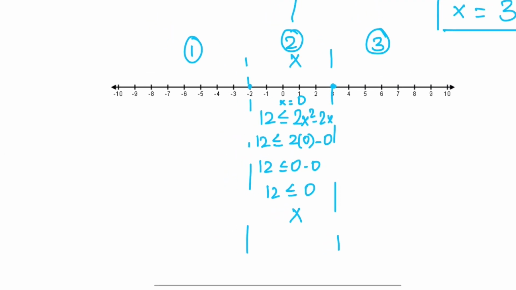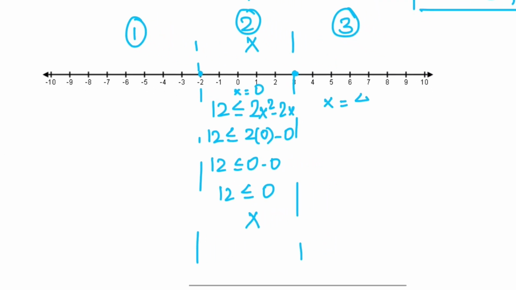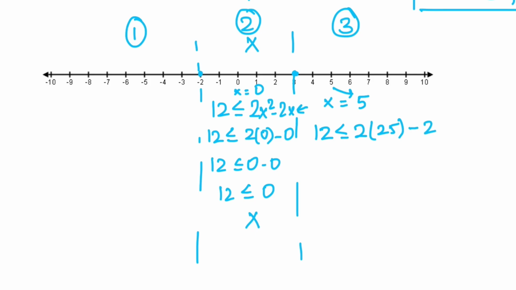Let's take x is equal to 4, the smallest number. Or actually, let's take 5 because 5 is easy too. You can take 4, 5, 6, 7, whatever you want. You can take 10 as well. So just putting it in this equation, 2 times 5 squared is 25. Minus 2 times 5. So 2 times 25 is 50. Minus 2 times 5 is 10. 12 is less than equal to 50 minus 10 is 40. That's true. 12 is less than 40.